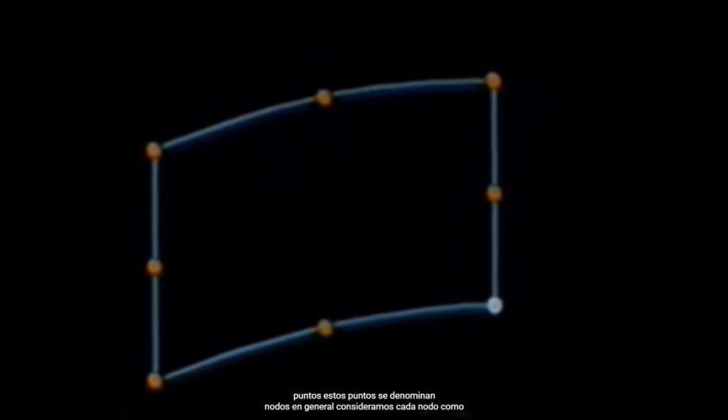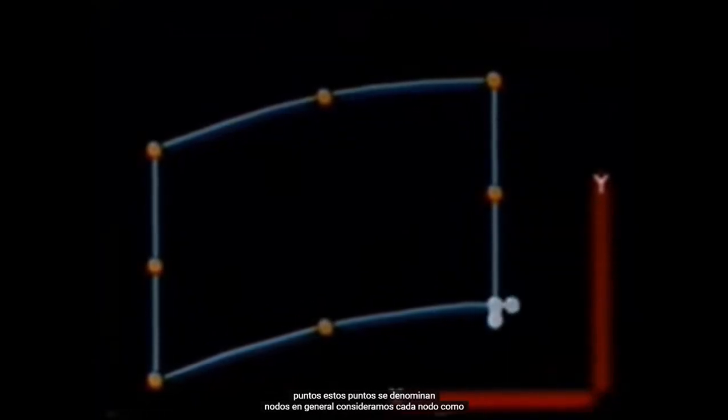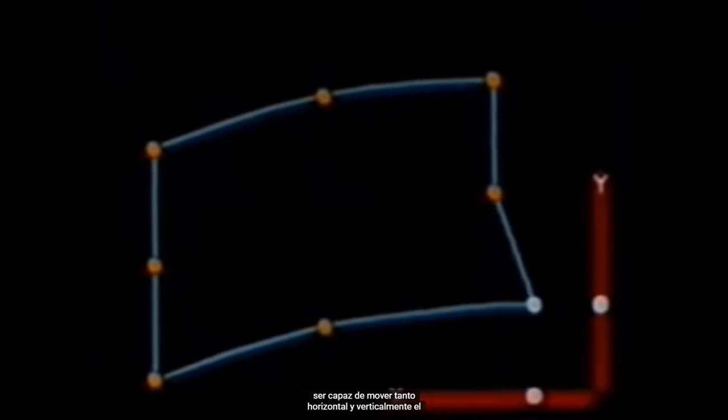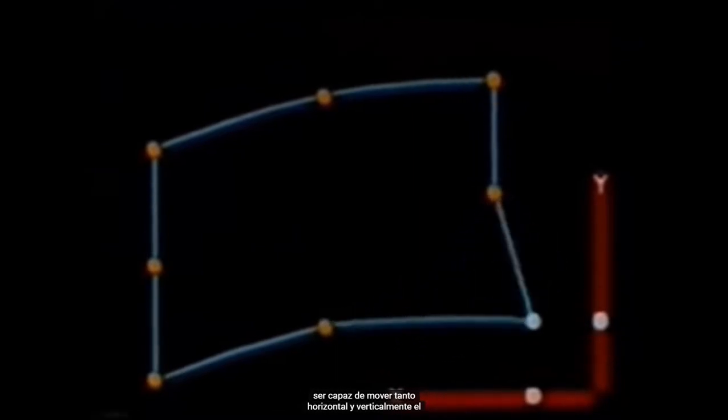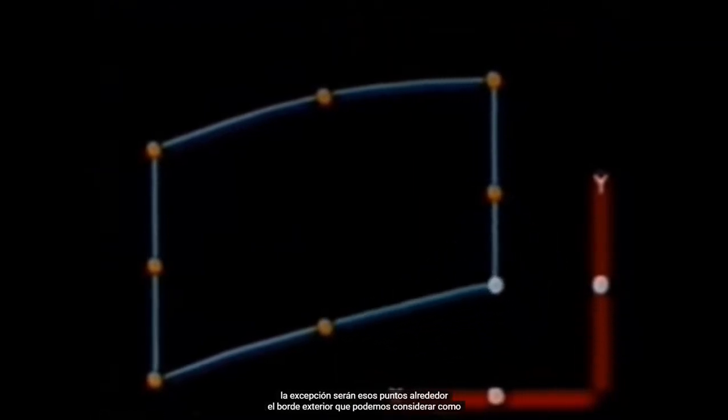In our example of the bridge, we've chosen to use elements defined by 8 points. These points are referred to as nodes. In general, we regard each node as being capable of moving both horizontally and vertically. The exception will be those points around the outside edge that we can regard as immovably fixed. These boundary conditions must be included to complete the description of the physical problem so that the solution will be uniquely defined.